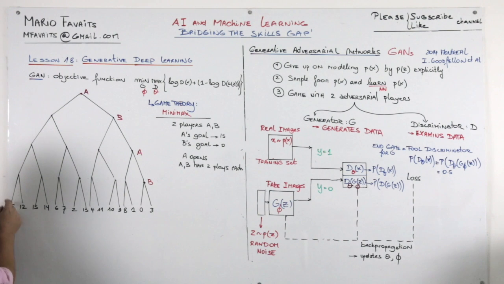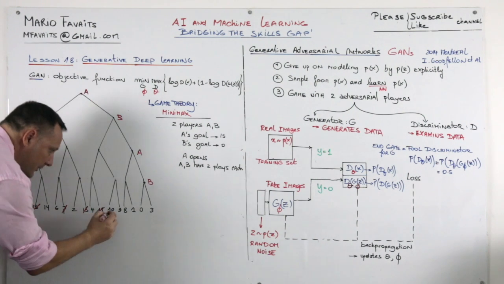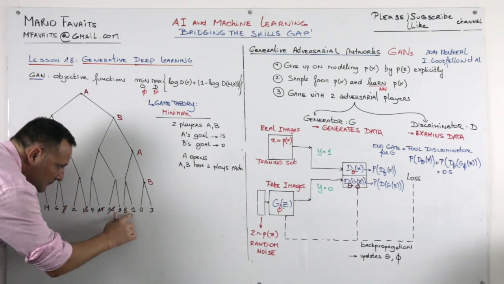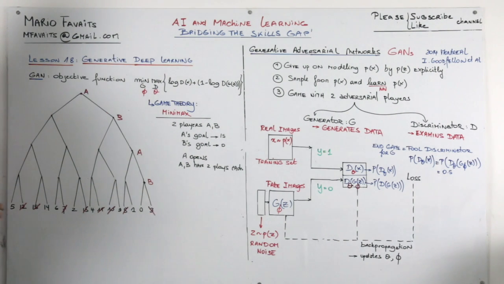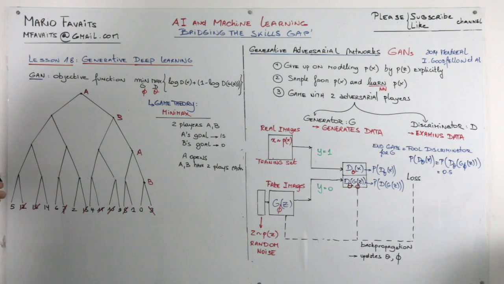We know that B is going to choose at this point, and we also know that B will choose the lowest. So in our case, B will choose 5. Here the same thing, B will choose the lowest, will choose 14. Here the same thing, B will choose 6, here B will choose 2, B will choose 4, B will choose 9, B will choose 1, and B will choose 0. So all the numbers that I barred are out, so they don't count anymore.